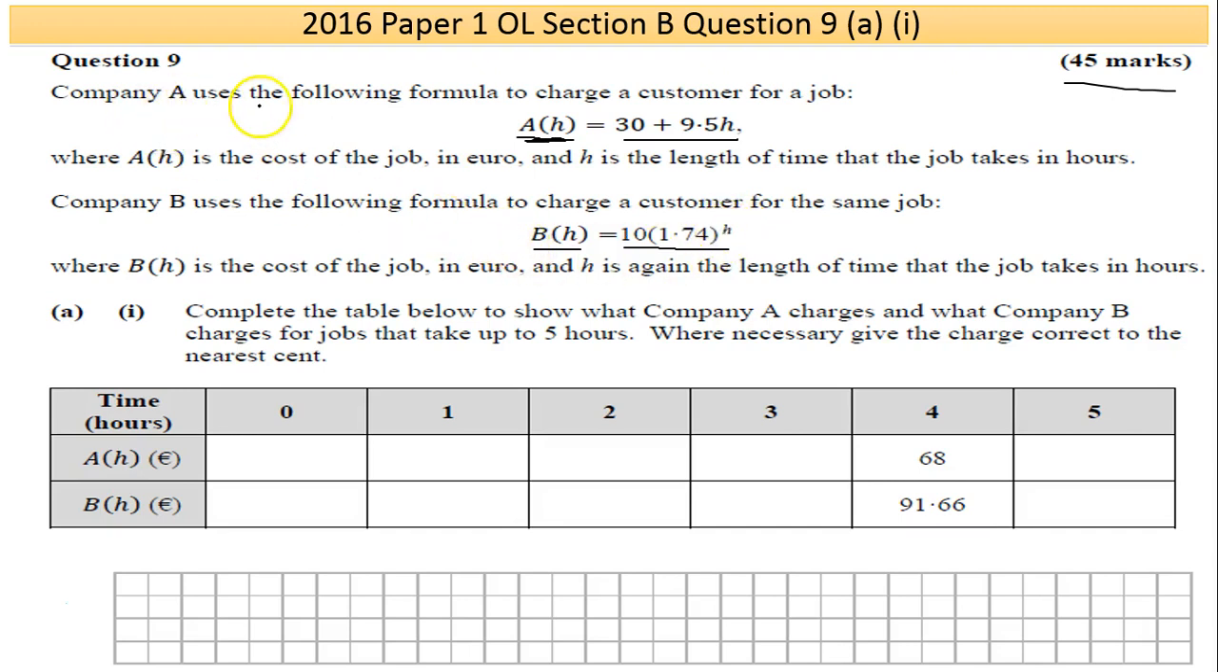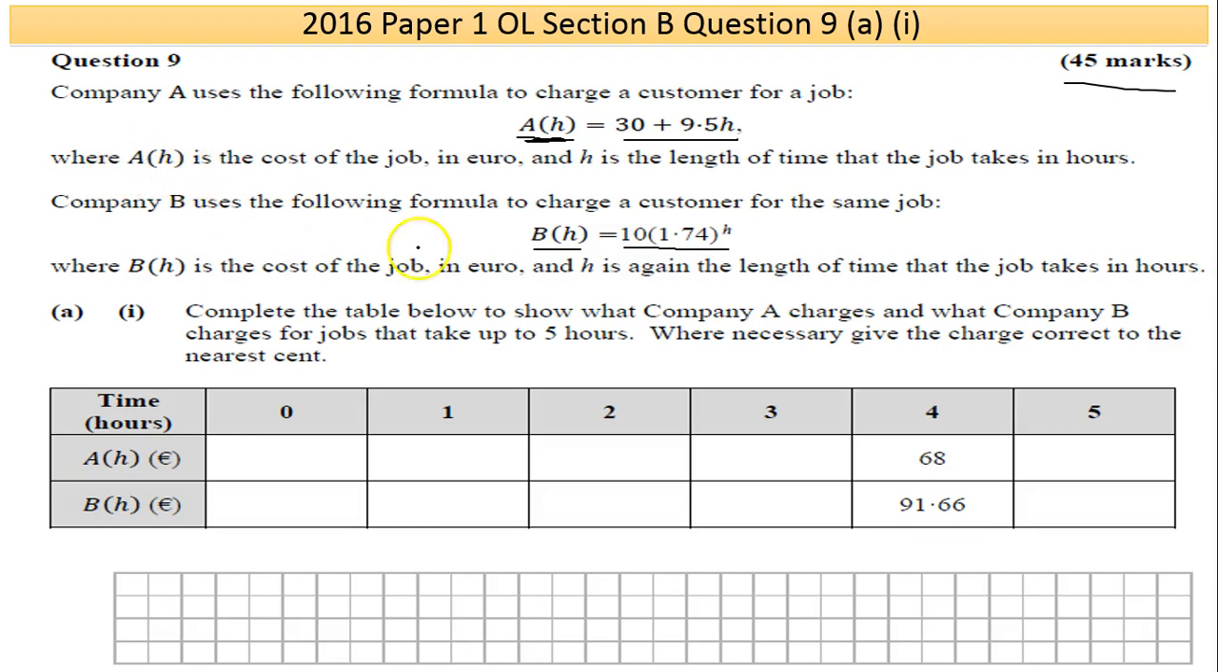So if we go through, company A uses the following formula to charge a customer for a job. Again, it's linear, so if you graph it, it's going to be a straight line. Where A of H is the cost of the job in euro, and H is the length of time that the job takes in hours. So the more hours it takes as the input, the overall output is the cost of the job.